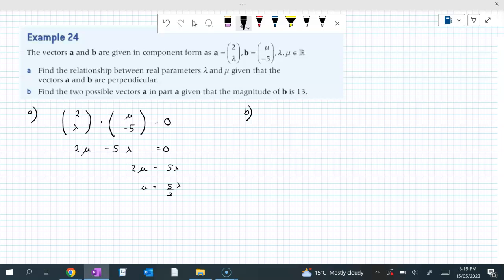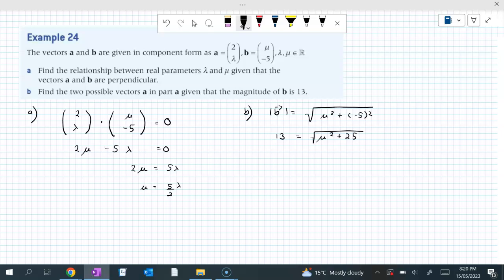Find the two possible vectors A in part A, given that the magnitude of B is 13. Well, we need to be able to find A, we need to be able to know what lambda is. And to know what lambda is, well, we can find out what mu is, because we know the magnitude of B. So the magnitude of B is just the square root of mu squared plus minus 5 squared. So that's equal to the square root of mu squared plus 25, and that's equal to 13.